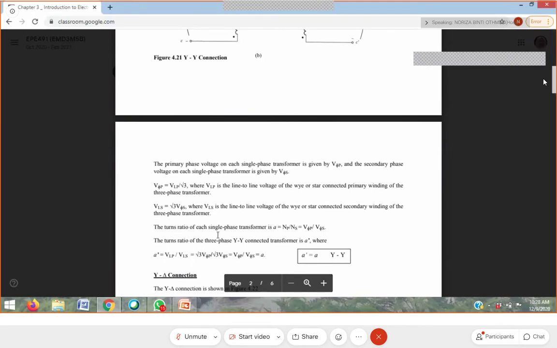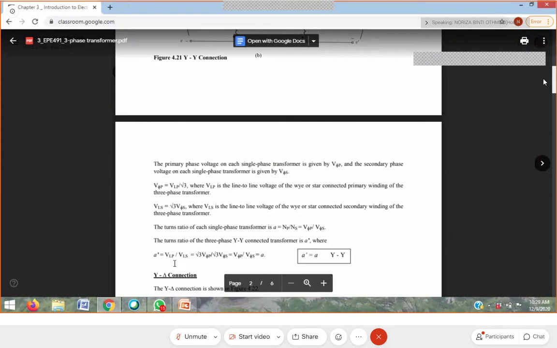The turn ratio for a single phase transformer, we write N1 over N2, which is NP over NS, so equal to V1 over V2, so V phase P over V phase S. And for three phase, we put the turn ratio as A prime. A prime is just a name: A is for single phase, A prime is for three phase.